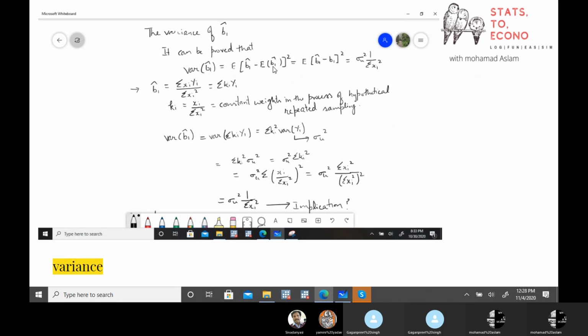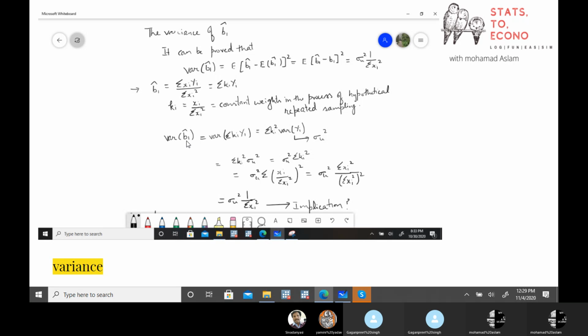Now next, we have proved in the last unbiased property that the expected value of beta 1 hat is equal to beta 1. Here I took beta 1 hat from the Koutsoyiannis notation, so it's for the slope coefficient, meaning it's beta 2 hat if you are doing it with Gujarati. Now we have to get this formula. Beta 1 hat is equal to, as we did in the unbiased property, summation ki yi, and ki is equal to xi upon summation xi square.